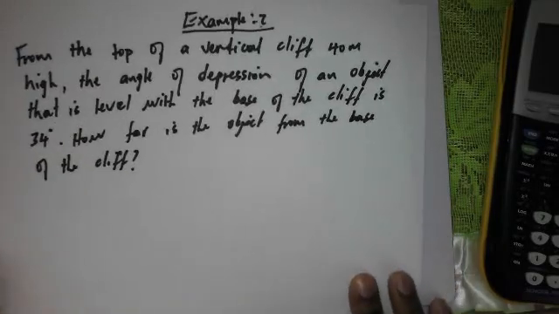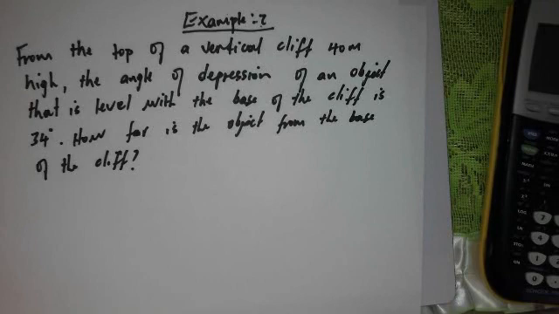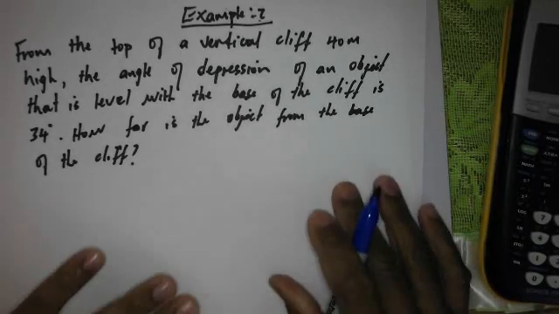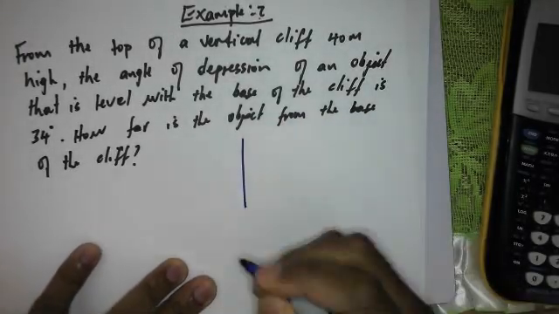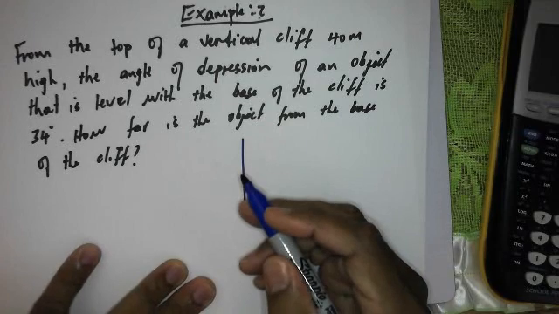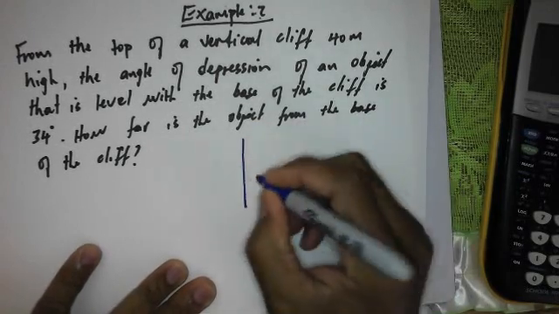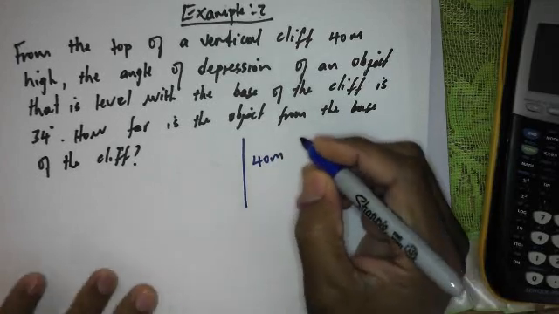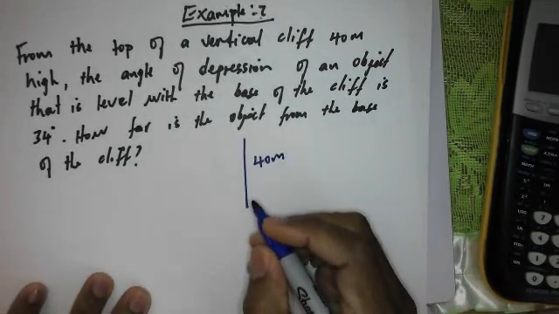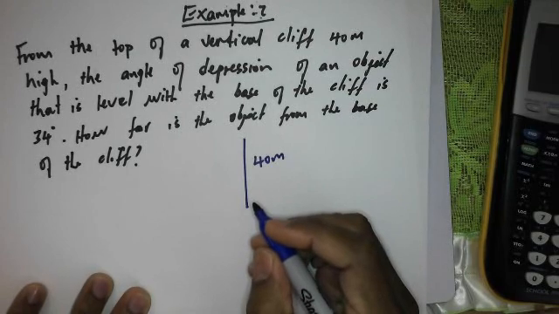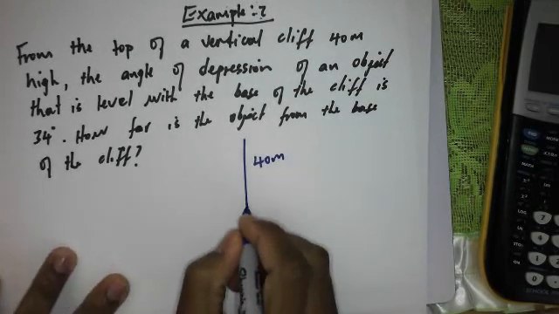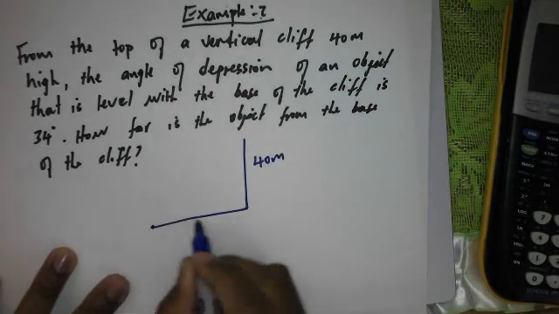Example 2 says, from the top of a vertical cliff 40 meters high, the angle of depression of an object that is level with the base of the cliff is 34 degrees. How far is the object from the base of the cliff? Alright, again, we're going to use a diagram to represent this situation. So here's my cliff. They say from the top of a vertical cliff, this is my vertical cliff, 40 meters high, so I put my 40 here. The angle of depression of an object that is level with the base of the cliff is 34 degrees. So here is the object. The object is right here, that is level with the base of the cliff.